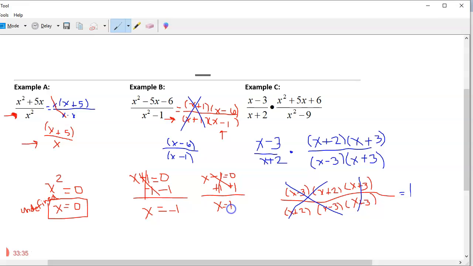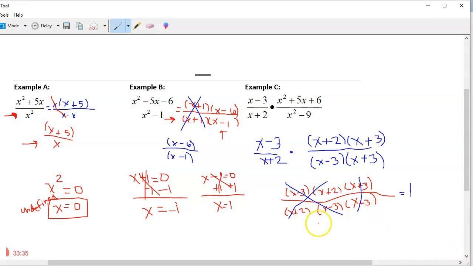So here's my two places where the denominator is undefined. I took the factors, set them equal to 0, and solved for x. At x equals -1 and at x equals +1, those are the places where that would give me a 0 on the denominator. That is where the rational expression is undefined. Let's go to example C, the next one.